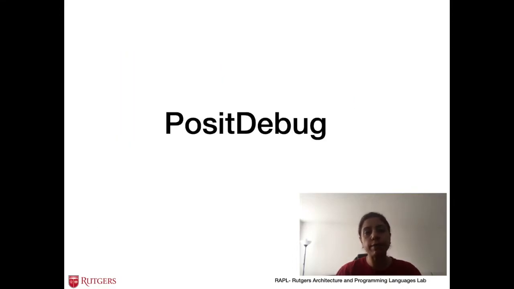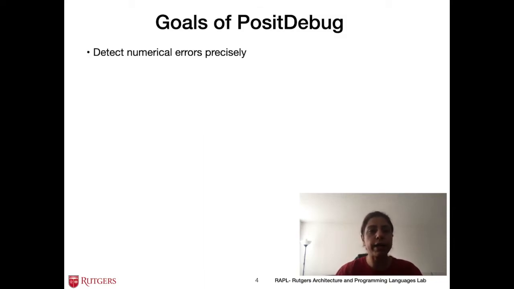Now you write programs using posits and you encounter rounding errors. That's where PositDebug comes into the picture. In the next few slides, I'm going to show you the approach behind PositDebug. We want to detect numerical errors with posit applications. We achieve this goal by doing shadow execution with real numbers.